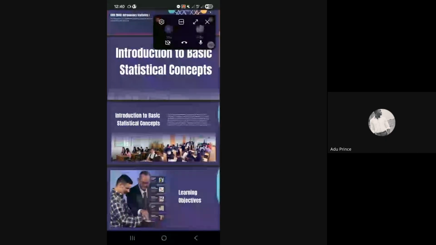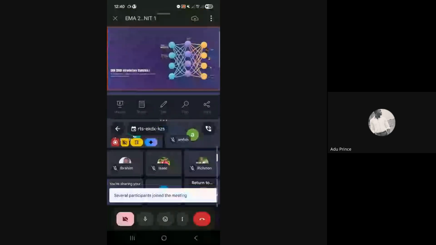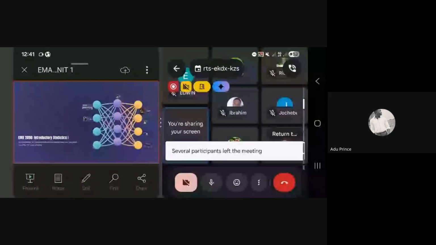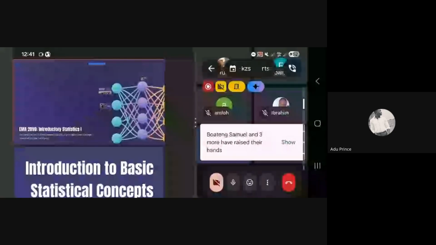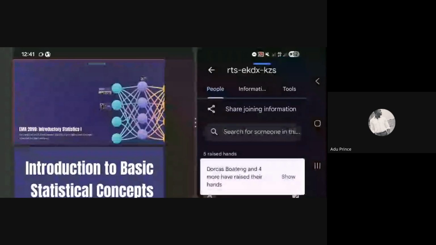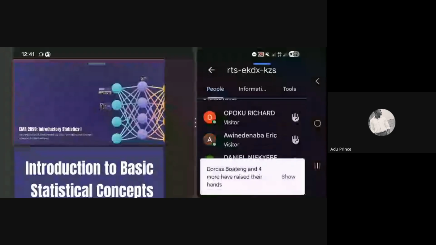Okay, so let's see what you have. I can see some hands up. Let me check. I saw somebody raise a hand first. Let me check and see who raised their hand first. Please, those whose hands are up, keep it up so that I can see. Opoku Richard. Yeah, Richard, please go ahead.